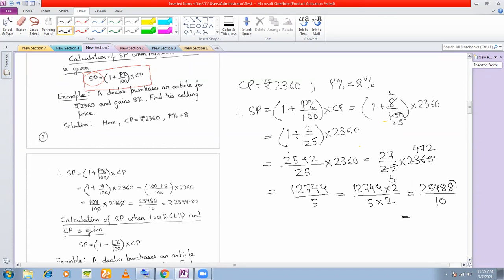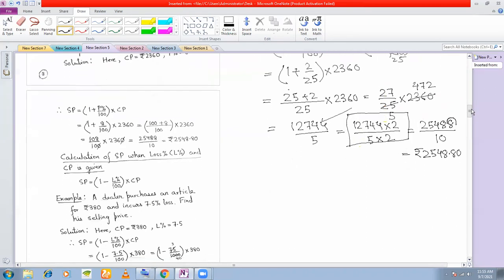Now what you do, you simply have to shift one decimal. You get rupees 2548.8. Clear? You could have calculated from here also, no problem. This method that I've shown you here is just to make your calculations a little easier. Fine. Can you proceed now?